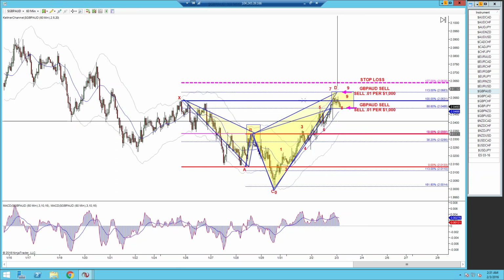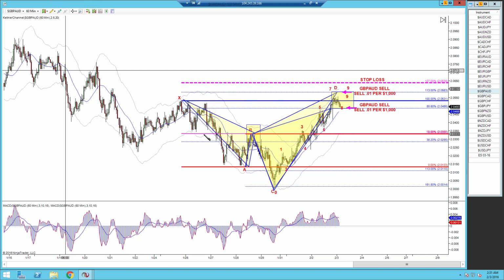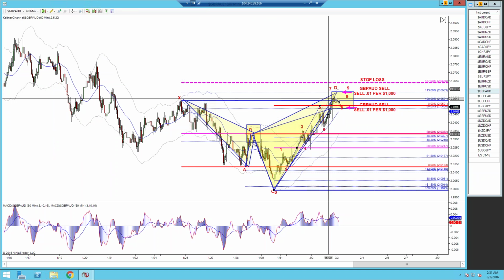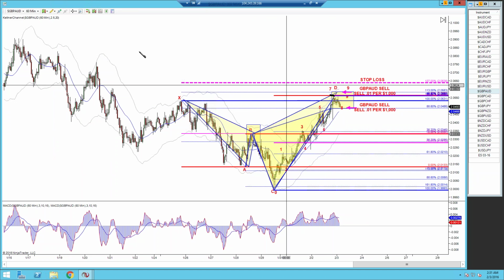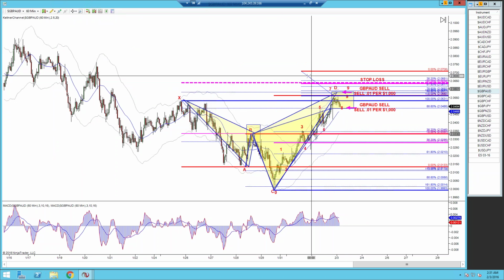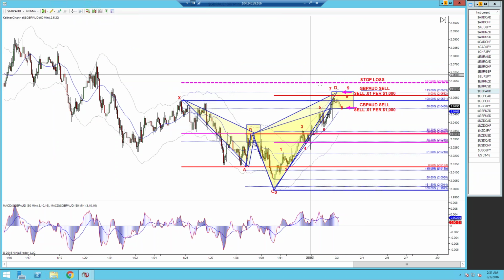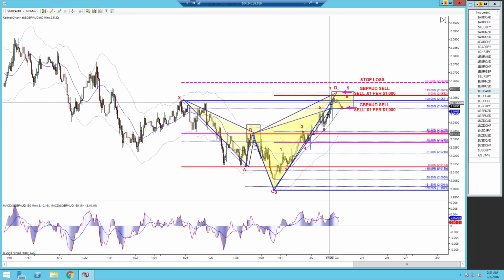So in terms of targets, let's look at the targets now, okay? Based on this swing here, hold on a second. Based on this swing, let's take a look at the targets. Your area code is 618. Oh my God. So let's take a look at the targets here.